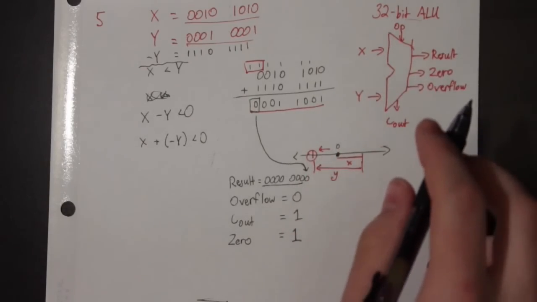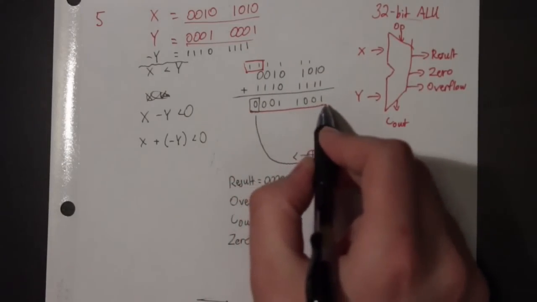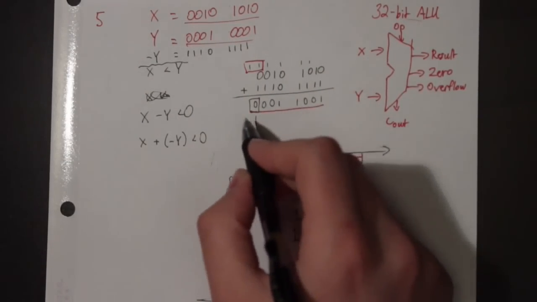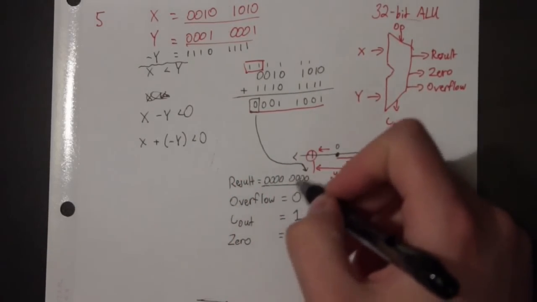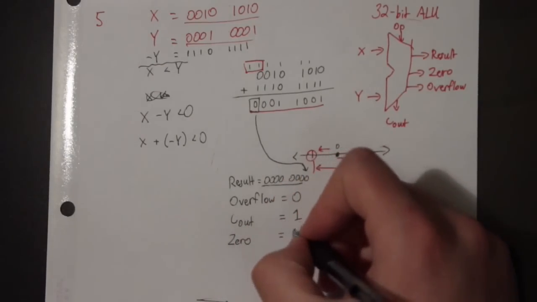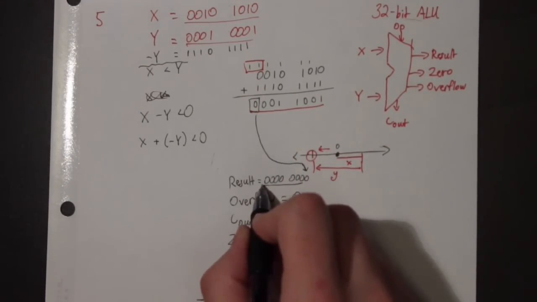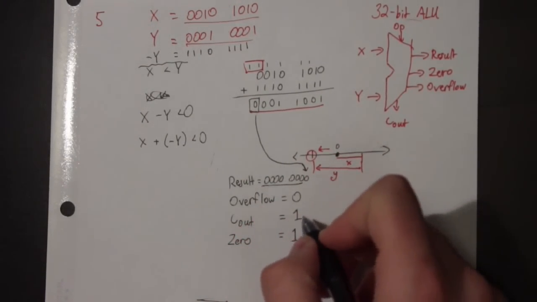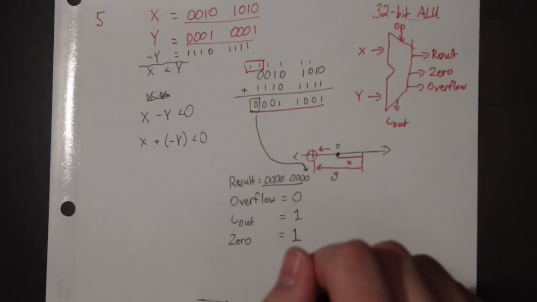Now if you attended the review yesterday, I actually made a mistake here and I used this result. I'm pretty sure I used this result, and I said that it wasn't equal to 0. The way that the 0 output works is it takes all of your result bits and runs them through a NOR gate. So in this case, 0 NOR 0 NOR 0 NOR 0 NOR 0, and so on would just be 1. And that's number 5 done.